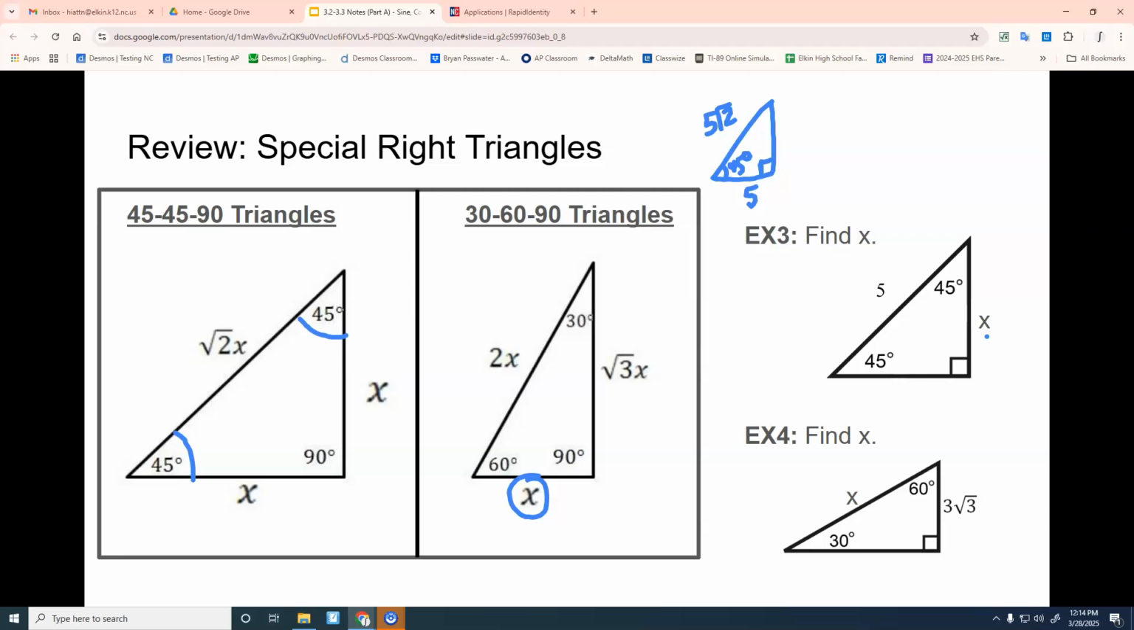You could do that, yep. We could say 5 is the square root of 2 times x. So then what would we need to do right here? Divide by that square root of 2. So x is going to equal, oh, sorry, that didn't have a square root, 5 divided by square root of 2.